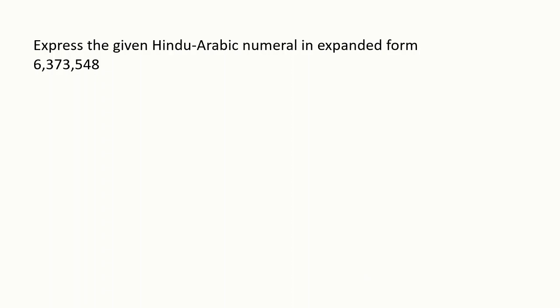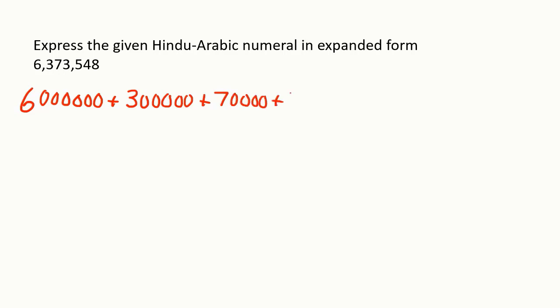Express the given Hindu-Arabic numeral in expanded form. 6,373,548 is 6 million plus 300,000 plus 70,000 plus 3,000 plus 500 plus 40 plus 8. We can rewrite this as 6 times a million. That would be our expanded form.